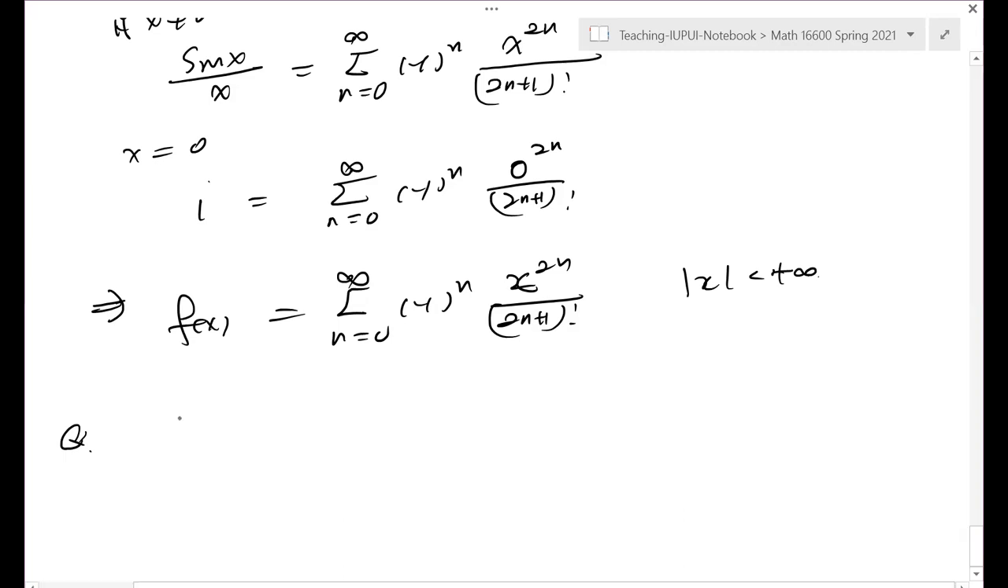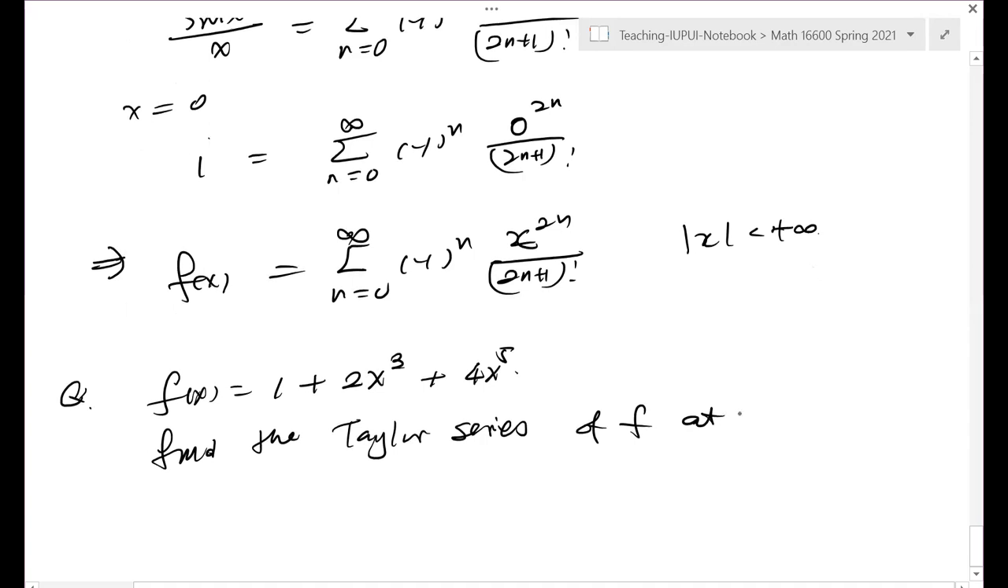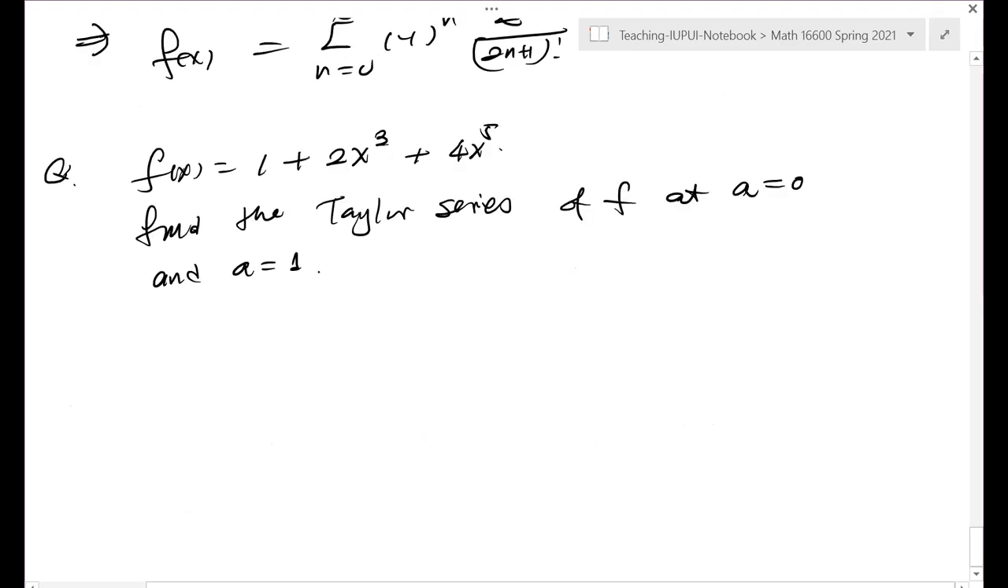Oh, here's a stupid question. Okay, f of x is 1 plus 2x cubed plus 4x to the 5th. Okay, find the Taylor series of f at a equals 0 and a equals 1. Okay. Yeah, think about this problem. How to do that?